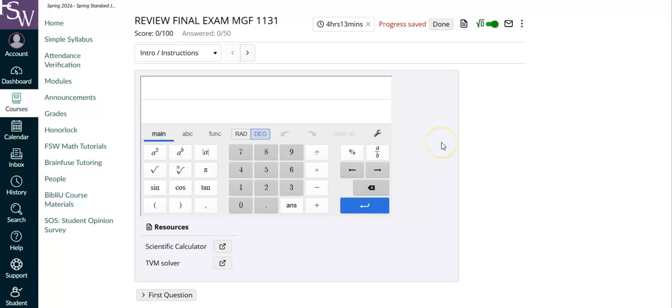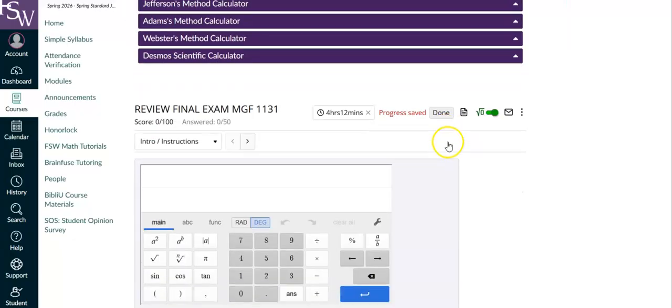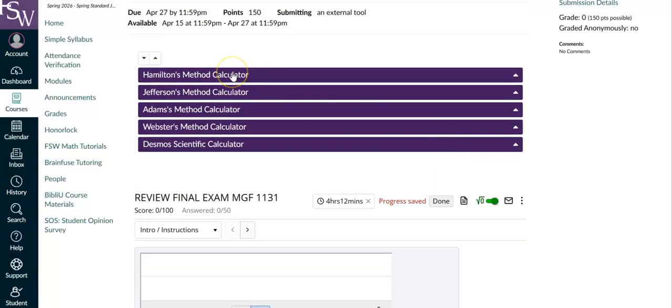I also want to tell you this test has an apportionment calculator. You have to use it when you have a question about apportionment. There is a calculator for the Hamilton method, and the Jefferson, Adams, and Webster methods.